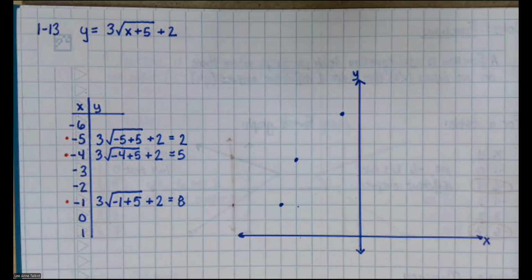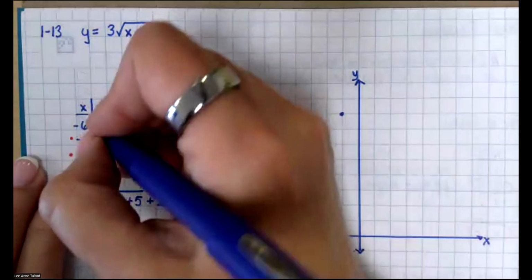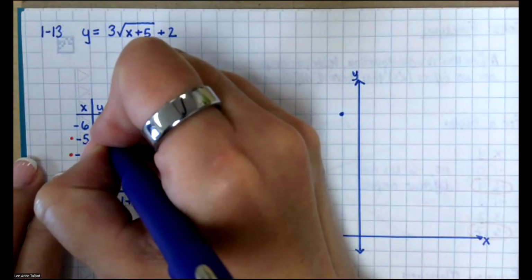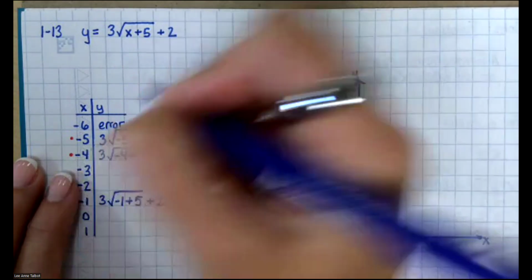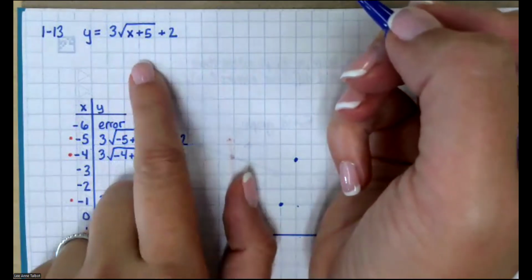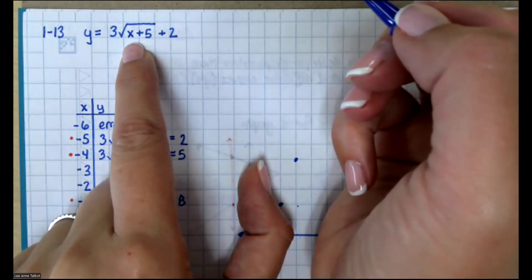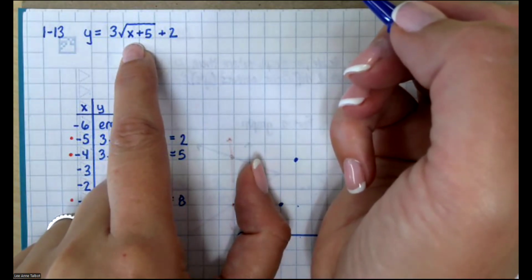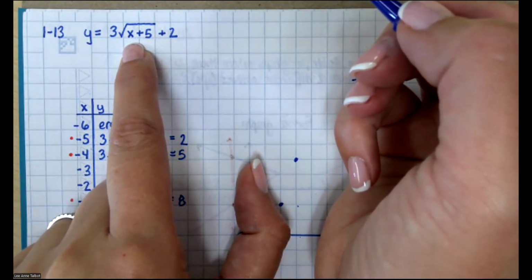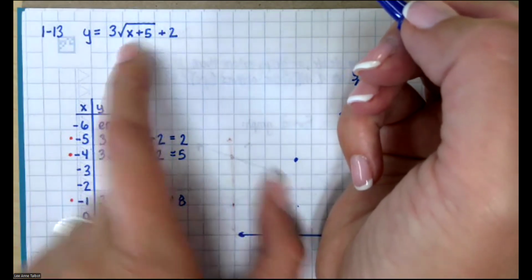Actually, that's not true. I want to talk about -6. What's going to happen with -6? Yeah, it's going to be imaginary, which we just looked at in the warm-ups also. So this one is going to give you an error in the calculator because -6 plus 5 is -1, and the square root of -1 is i, and that's not something that we graph.